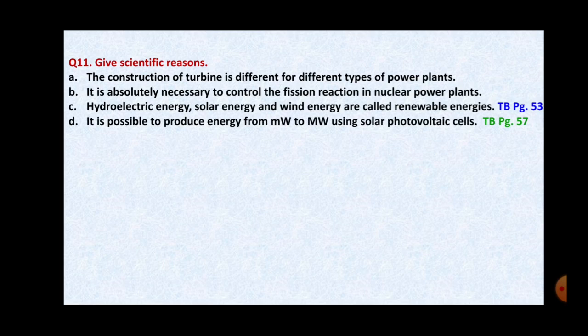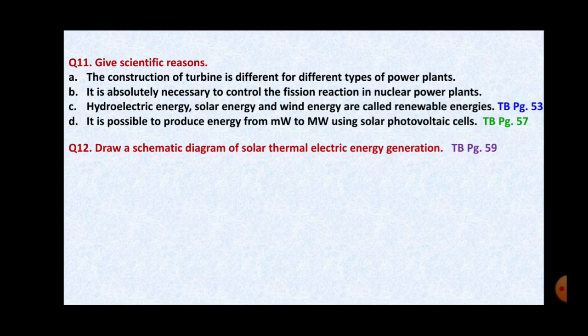Next question is, it is possible to produce energy from mV to MV using solar photovoltaic cells. Now this answer is given on page number 57 in your textbook. So open page number 57. Yes. So on page number 57, the last paragraph, the last 4th or 5th line.